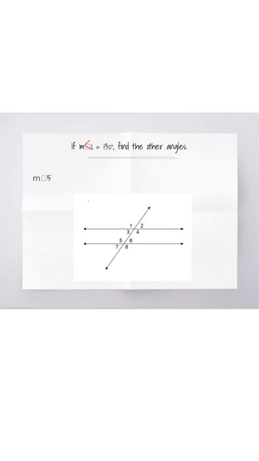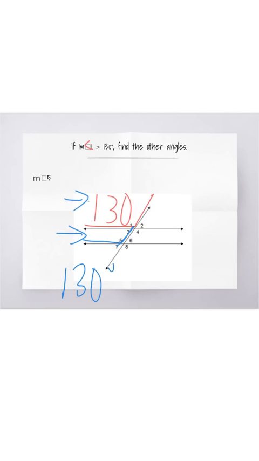Again, the measure of angle 1 is 130 degrees, so now let's find the measure of angle 5. Angle 5 is on the same side of the transversal line, but angle 5 is inside the parallel lines while angle 1 is outside. That means angle 1 and angle 5 are corresponding angles and are the same measurement. So angle 5 will also be 130 degrees.